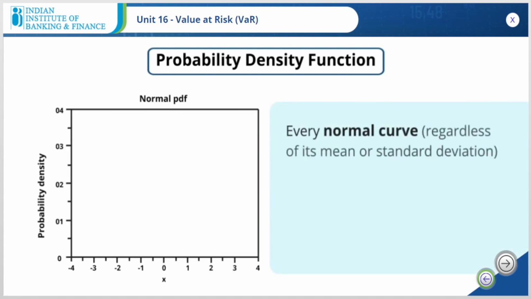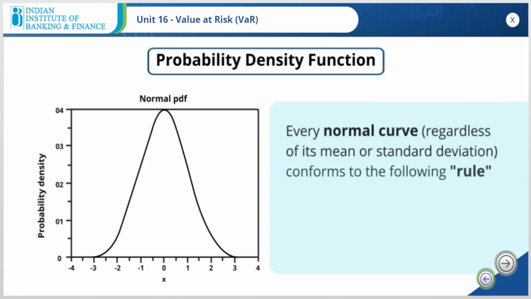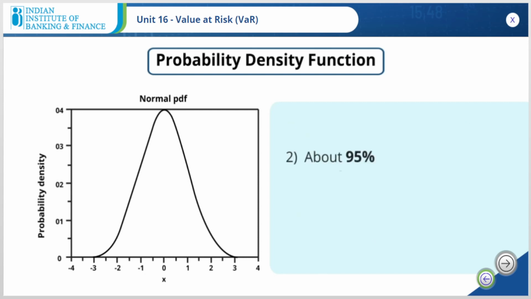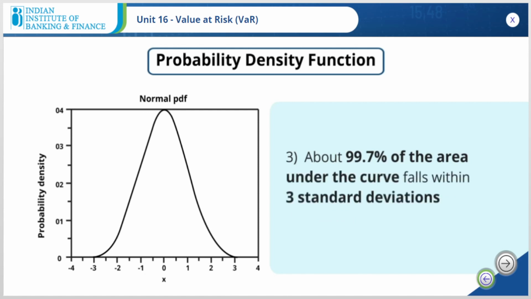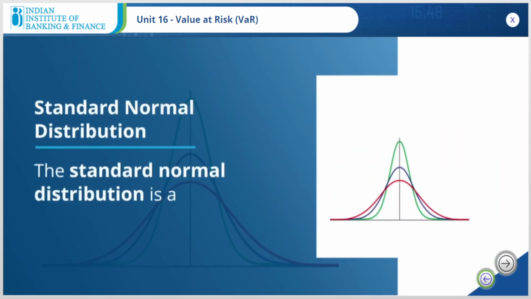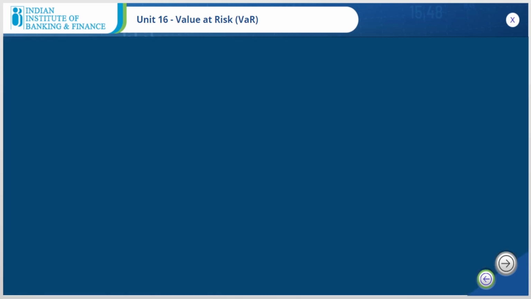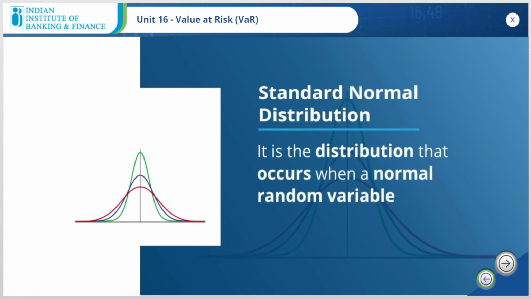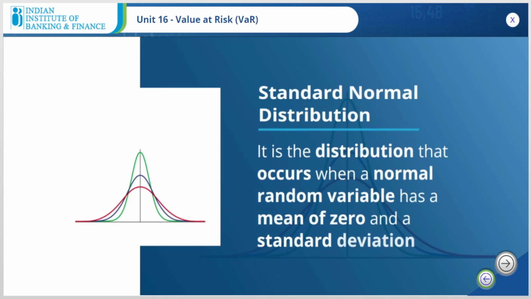Every normal curve, regardless of its mean or standard deviation, conforms to the following rule. About 68% of the area under the curve falls within one standard deviation of the mean. About 95% of the area under the curve falls within two standard deviations of the mean. About 99.7% of the area under the curve falls within three standard deviations of the mean. The standard normal distribution is a special case of the normal distribution. It is the distribution that occurs when a normal random variable has a mean of 0 and a standard deviation of 1.